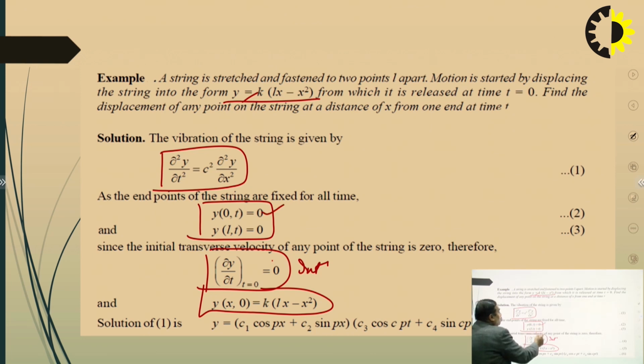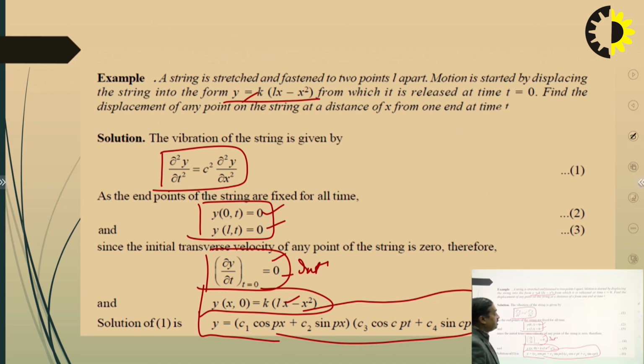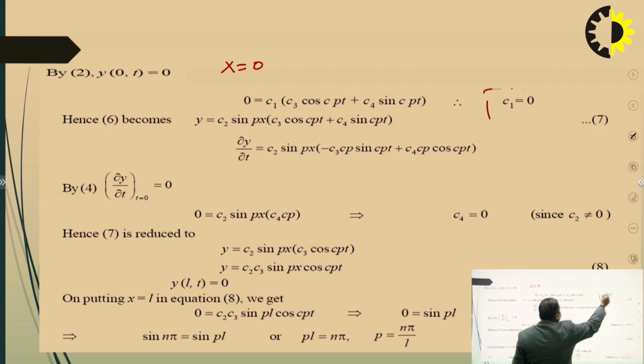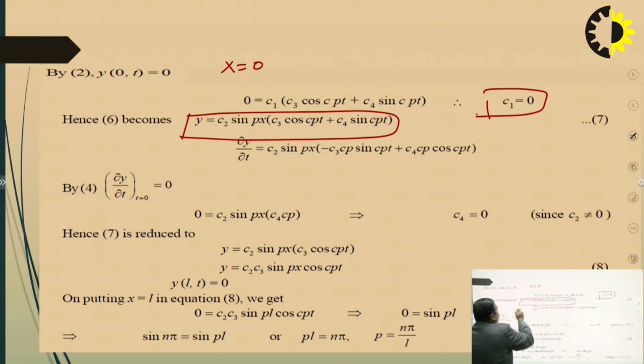There are four conditions, 1, 2, 3 and 4, and four constants to find. Therefore the solution is given as y = (c1 cos px + c2 sin px)(c3 cos cpt + c4 sin cpt). Now putting the value in the first condition, at x = 0, c1 becomes 0. Again, the equation remains y = c2 sin px (c3 cos cpt + c4 sin cpt).